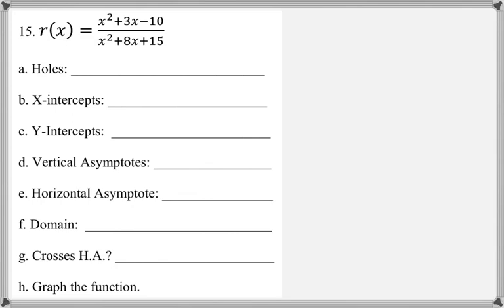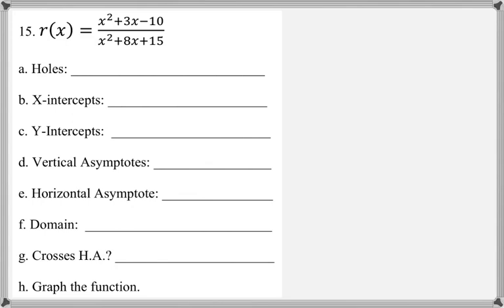Okay, so these questions are like the main event, if you will, of this section. These are combining everything that we've done. And again, this is getting you ready for calculus, because not only will calculus ask you these ones, but they will ask you other things as well, other analysis about the graph. So these are all the non-calculus things.